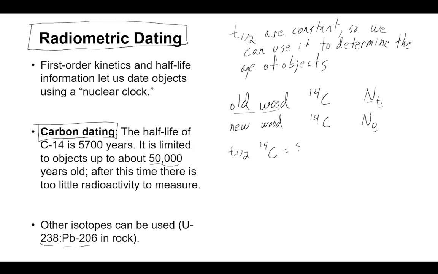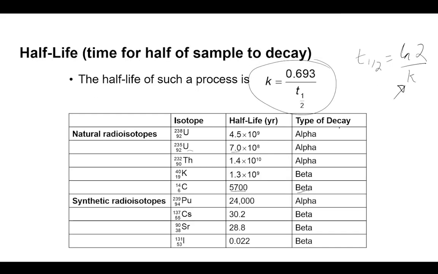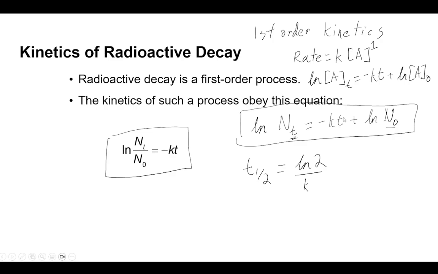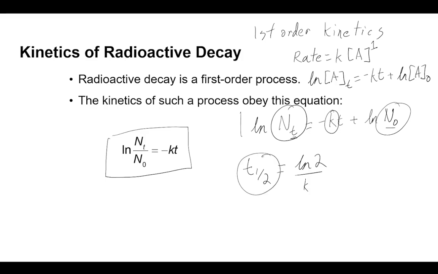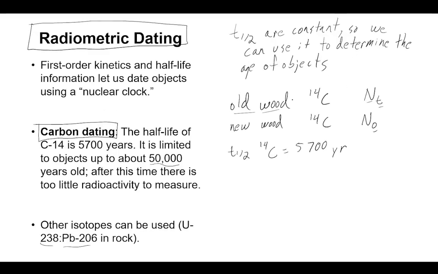of carbon-14 is 5,700 years, well, let's look back at our equation. Now we have N_t, we have k, right? And we have N0. We have k because we have the half-life and we know natural log of 2. So we can use our half-life to calculate k, plug it in here with our values that we've measured from the old piece of wood and the new piece of wood, and solve for t.